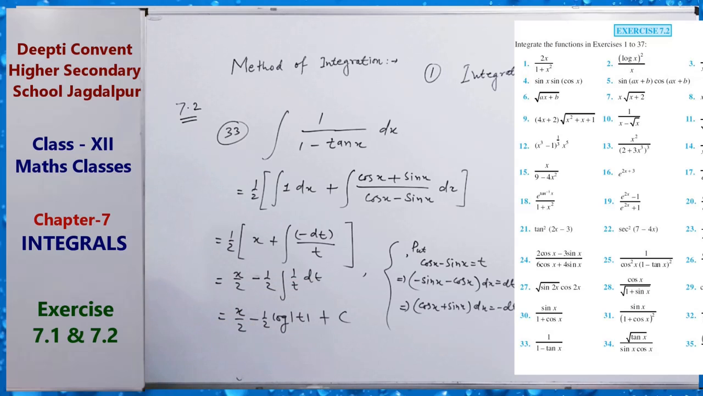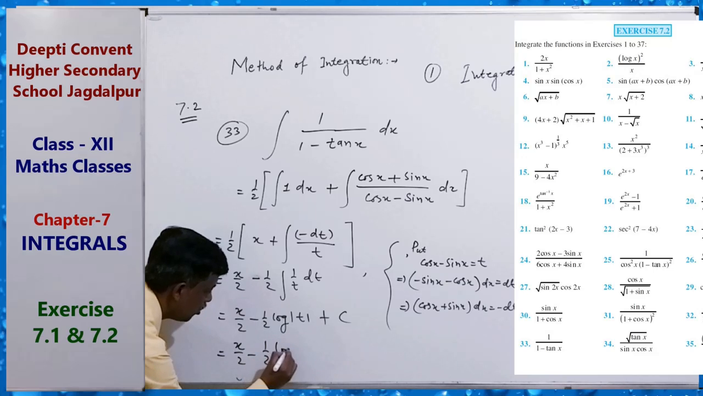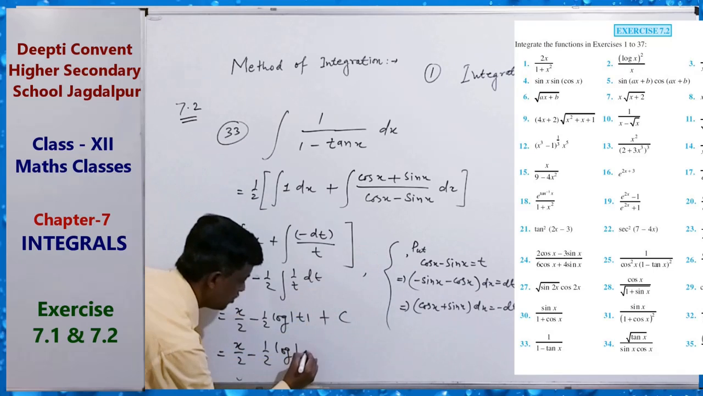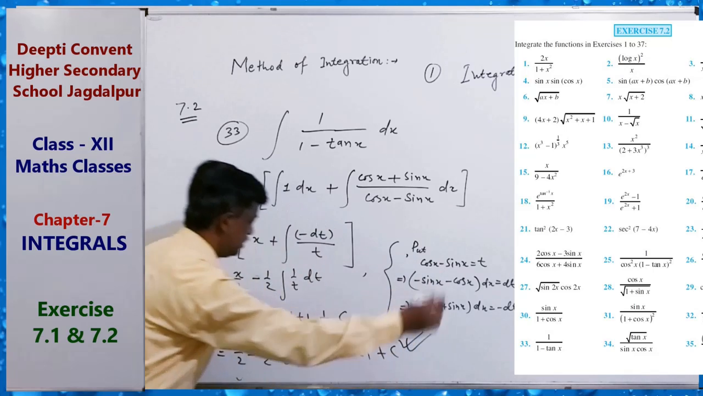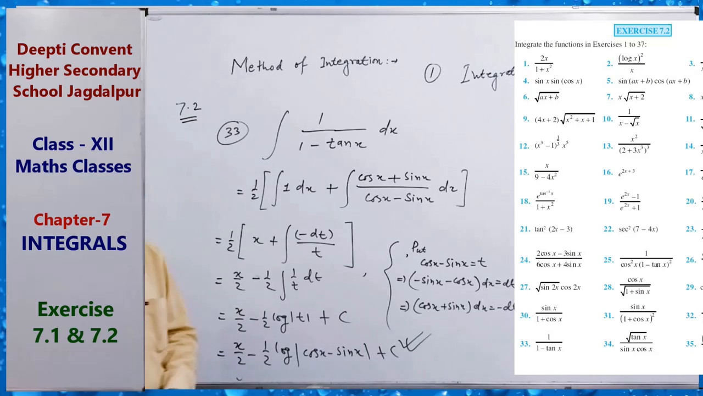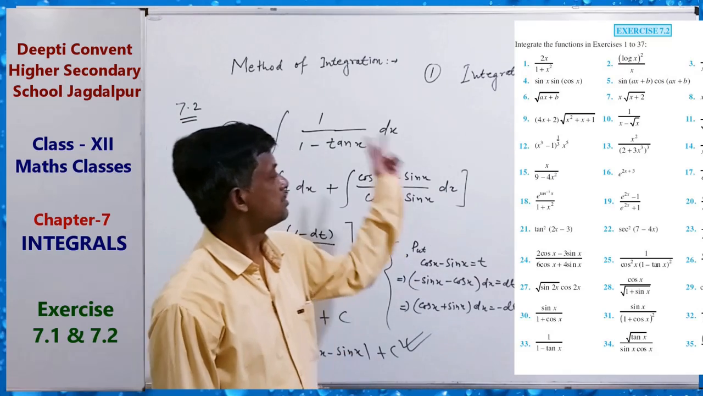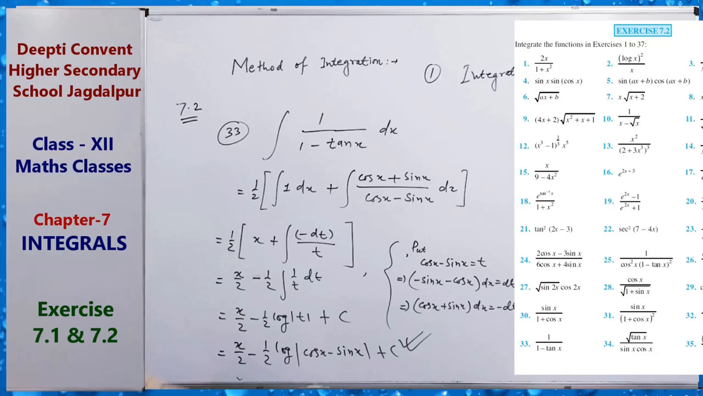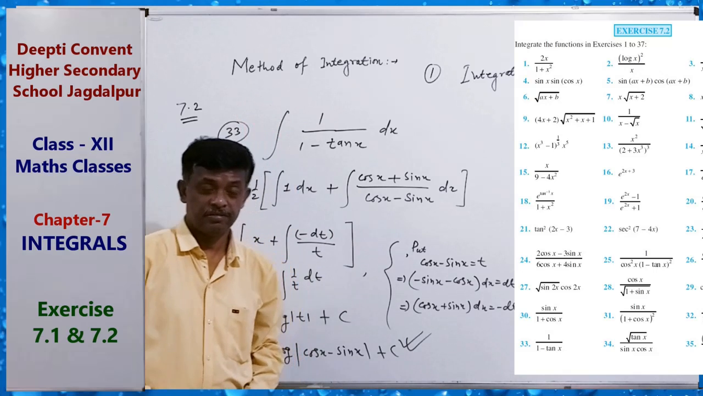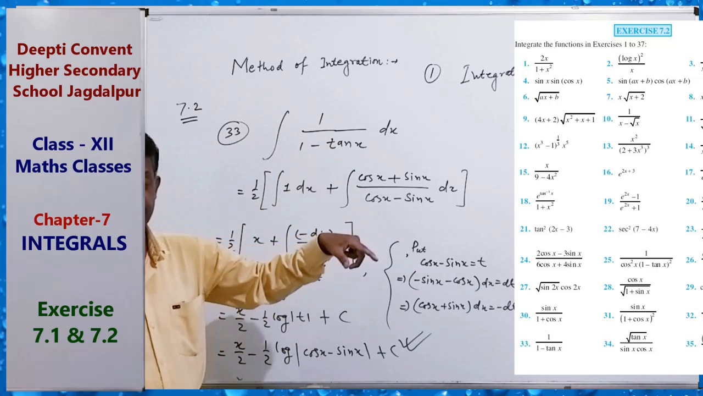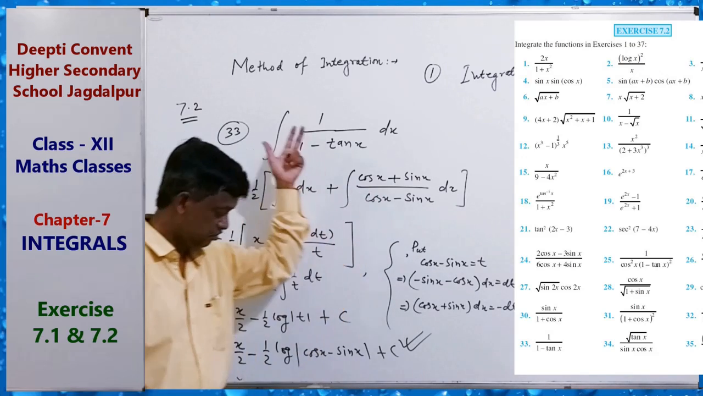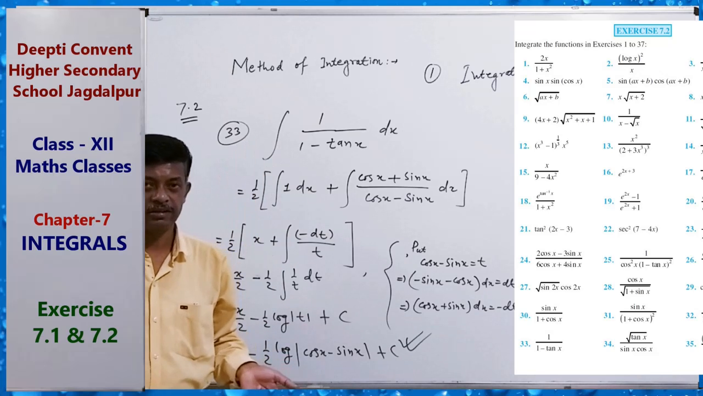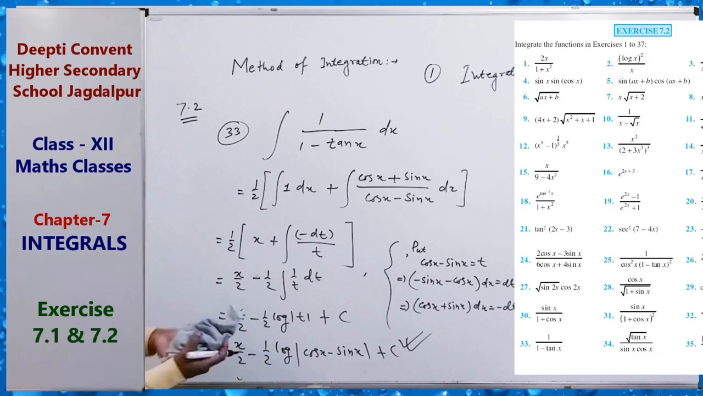Integration of 1 by t dt is log mod t. So this is equal to x by 2 minus half log of t, meaning log of cos x minus sin x, plus c. This is our result. This is the integration of question 33 of exercise 7.2. So try to convert the integrand in such a way that you can substitute something whose derivative is present there and proceed, and using elementary integration formulas you can get the value of the integral.